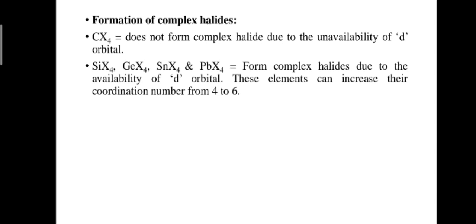Formation of complex halides. Carbon tetrahalide does not form complex halides due to the unavailability of d orbitals, whereas the rest of the tetrahalides of carbon group elements, like silicon, germanium, tin and lead, form complex halides due to the availability of d orbitals. These elements can increase their coordination number from 4 to 6.